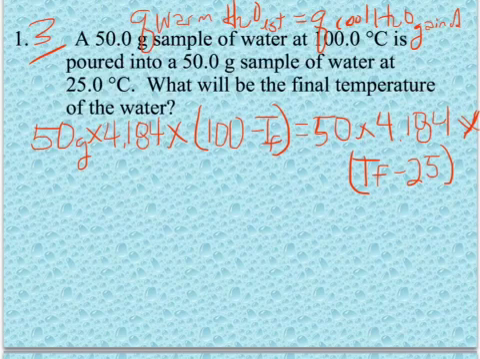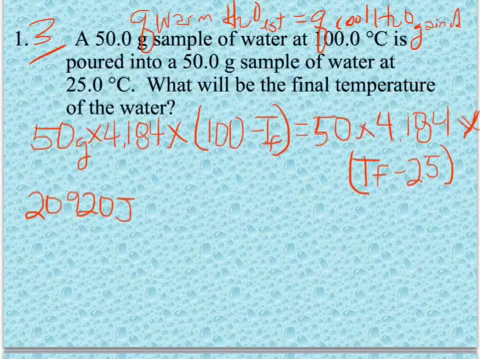Now what I have to do is distribute these values. So I say 50 times 4.184 times 100, and for that I get the number 20,920, and the units for that are just joules because that's the only thing that's left. And then I take the 50 times 4.184 times T F, and I get minus 209, and the units for that are joules over degrees Celsius times T F.